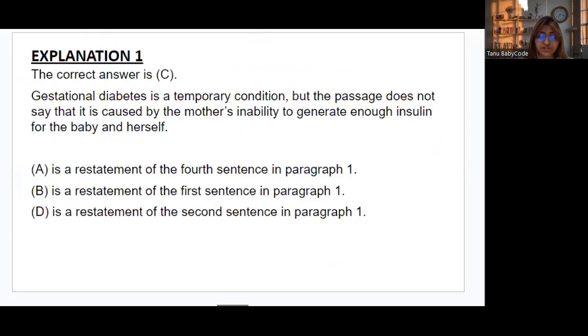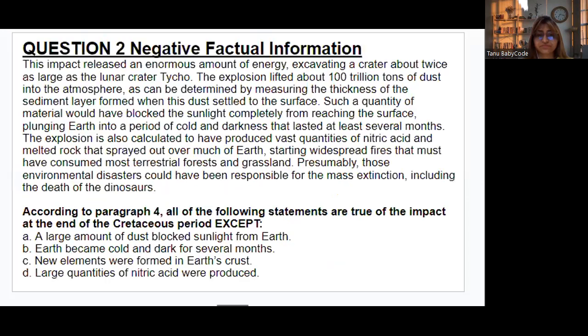For a better explanation, you can refer to the explanation part. Yes. Now let's have a look at the second question. Again, you have to look at the statements which are true of the impact except. So that means 3 statements will be true, 1 will be incorrect. Quickly go through the passage.